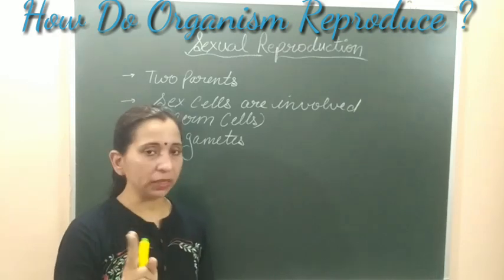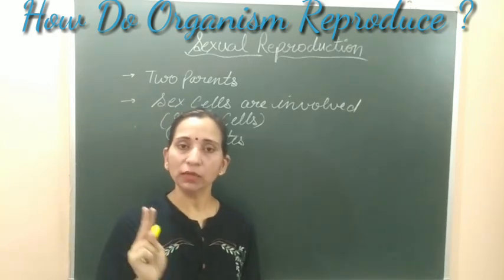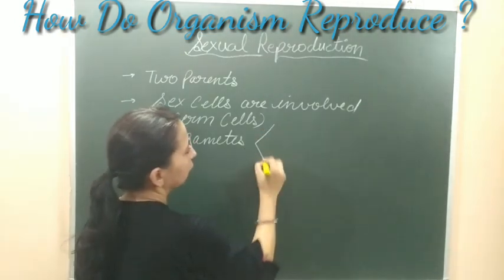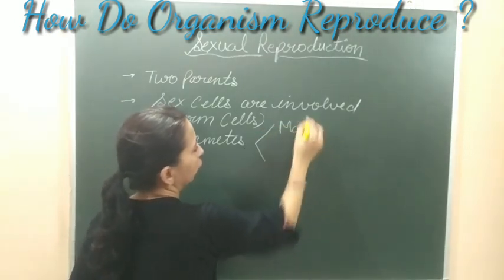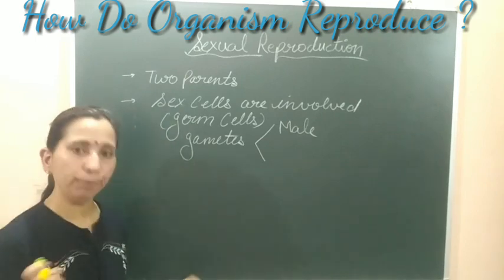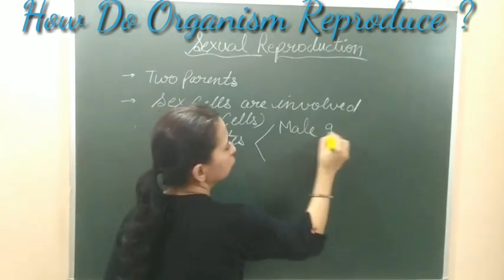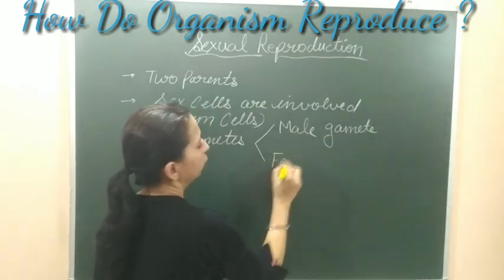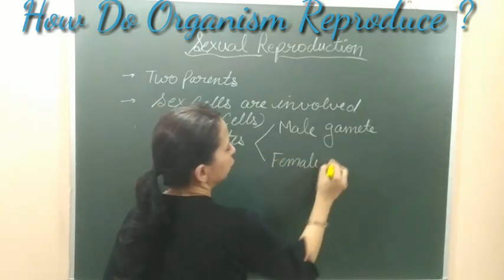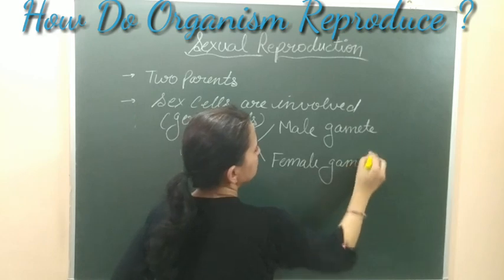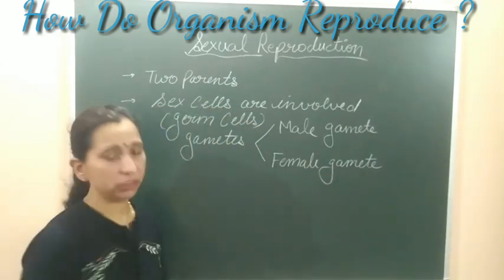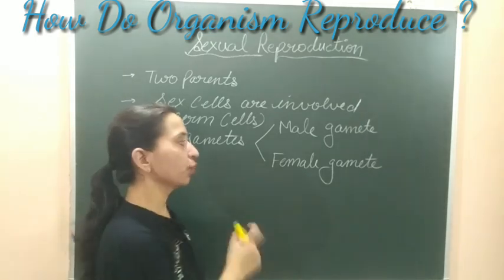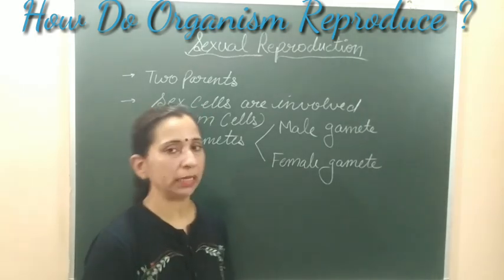So here two parents are involved, which means two types of gametes will be formed. The male parent will form the male gametes, and the female parent will form the female gametes. So in this type of reproduction, two types of gametes are required. The male partner forms the male gametes and the female partner forms the female gametes.